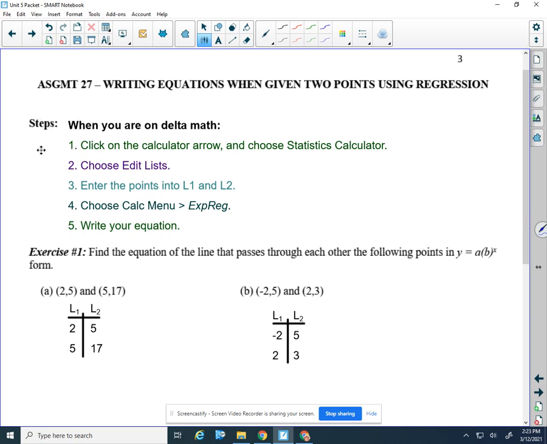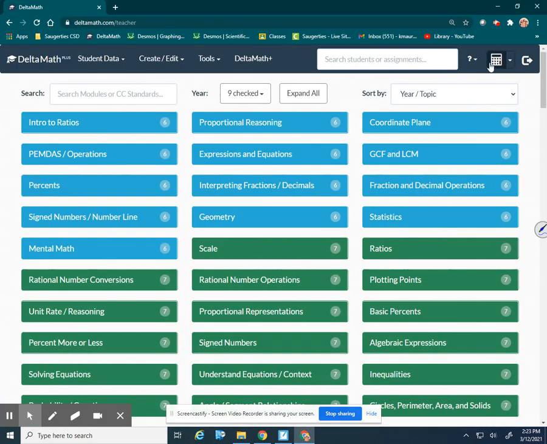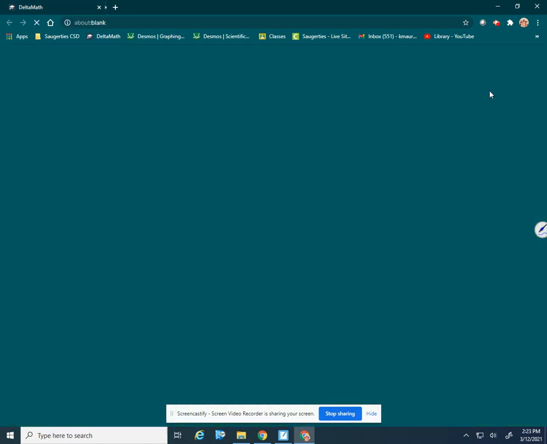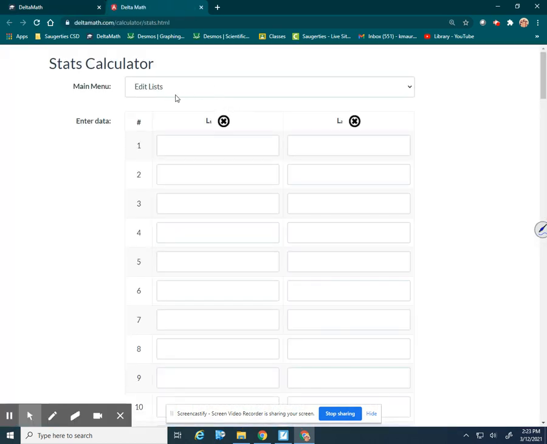So here are the steps. Pause the video, write these steps down. When you're on Delta Math, you click on the calculator arrow and choose statistics calculator. So I'm going to go to that. Here's the calculator. You choose the statistics calculator. And just like when we did lines, we do edit. The X's go into L1 and the Y's go into L2.